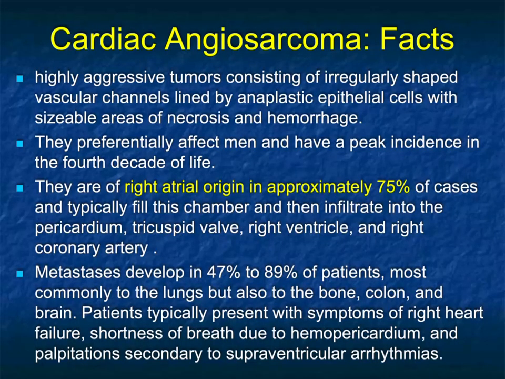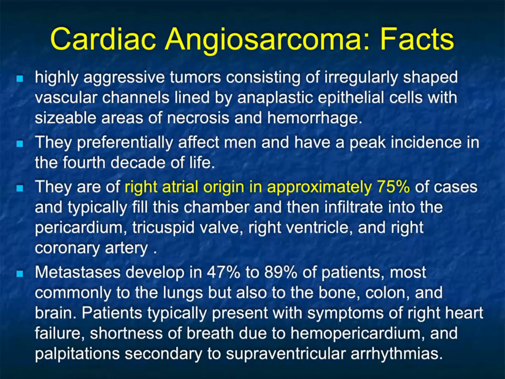Now let's move on from there to other cardiac tumors. Now, angiosarcoma, whenever you say that term, you think about angiosarcoma of the spleen or angiosarcoma of the patient's liver. Angiosarcomas are rare tumors wherever they occur, but they can occur in the heart. It's a highly aggressive tumor consisting of irregularly shaped vascular channels lined by anaplastic epithelial cells with sizable areas of necrosis and hemorrhage. They're more common in men in the 4th decade of life.